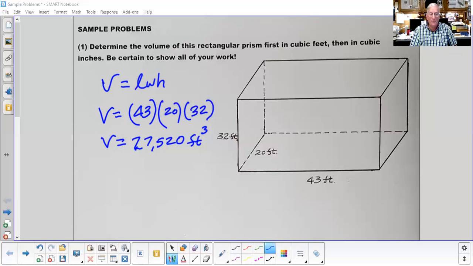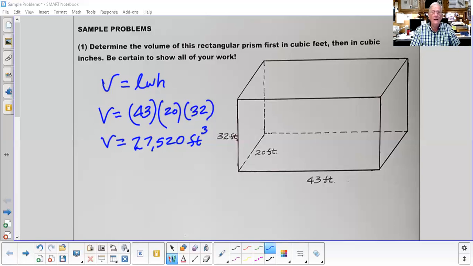But notice there's a second part to the problem. It's asked you to determine the answer to this in cubic inches. Now we have a couple of ways we could do this, all right? One way we could do it is we could convert each of the individual lengths into inches and multiply them together. Or we could actually figure out how many cubic inches are in a cubic foot. Okay, and if we did that, we would be able to simply do a one-step conversion.